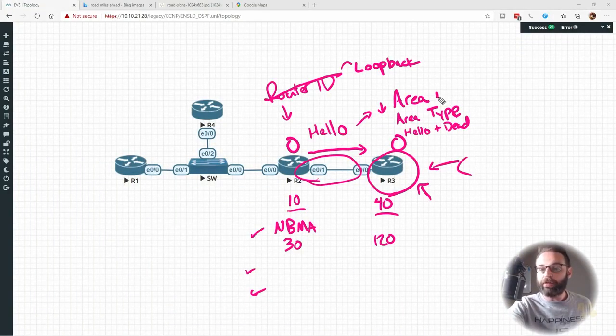And up to this point, we've talked about how the area number has to match, like area 0. The area type has to match. Basically, this is saying, is this going to be a stub area or a not so stubby area?